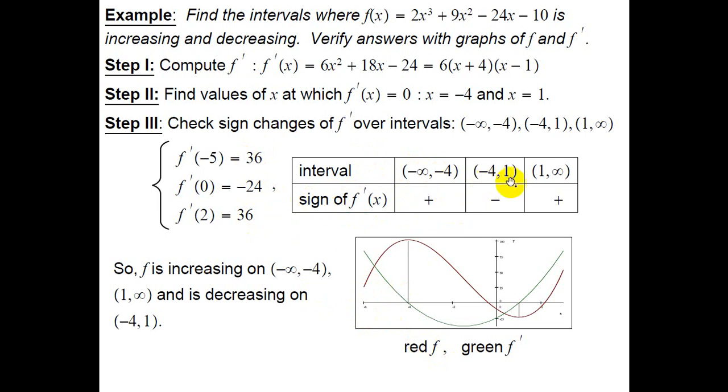Again, from minus 4 to 1, we can take any value from minus 4 to 1. 0 is one of the values, so we have taken 0. At 0, f prime of x is a negative value. When f prime is negative, the function is decreasing, up to x equals 1. Again, from 1 to infinity, we have a positive slope. That means here also the function is increasing.